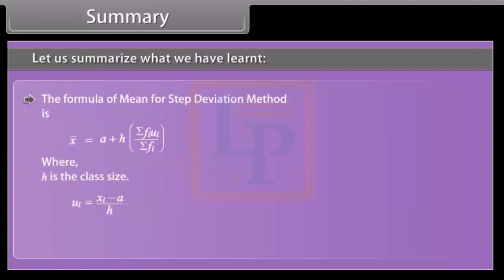The formula of mean for the step deviation method is assumed mean plus h multiplied by summation of the product of fi and ui divided by summation of fi, where h is the class size and ui equals (xi minus a) divided by h.